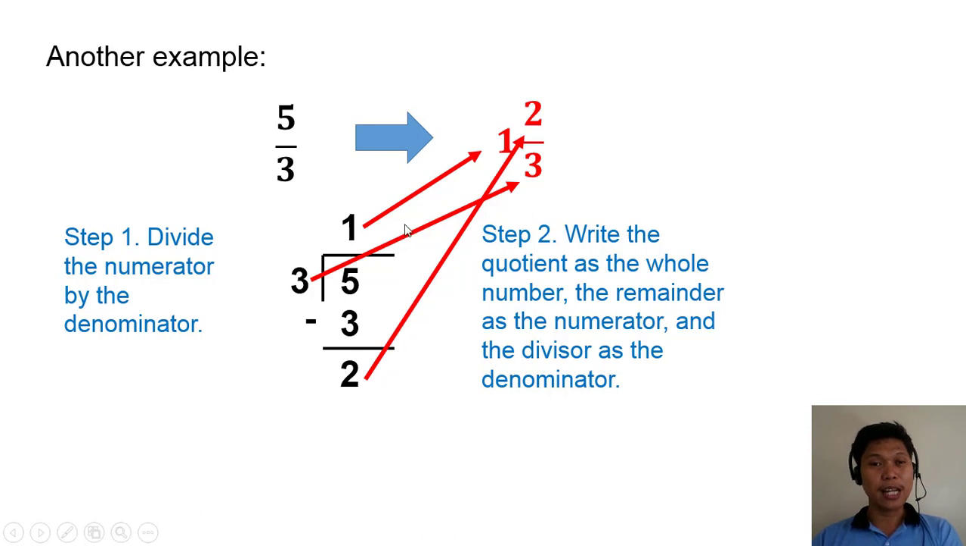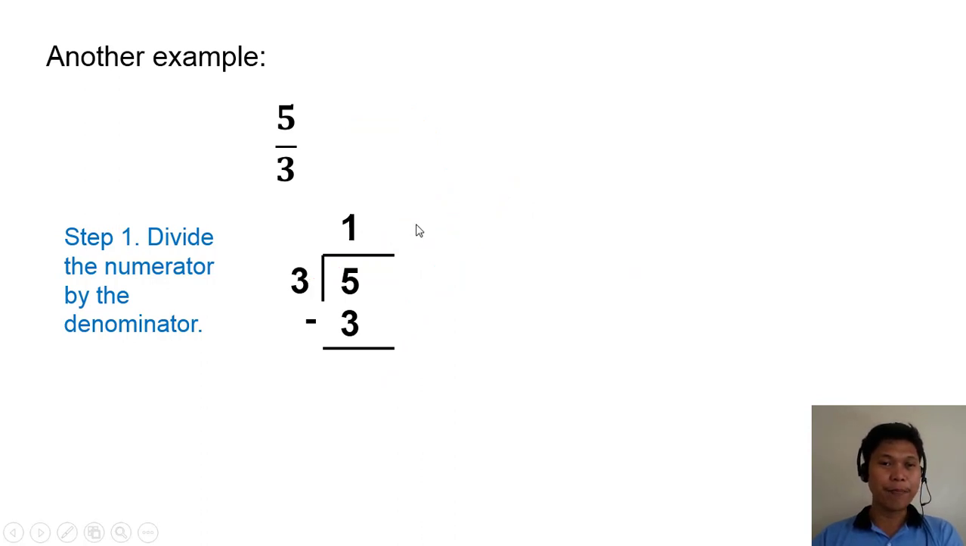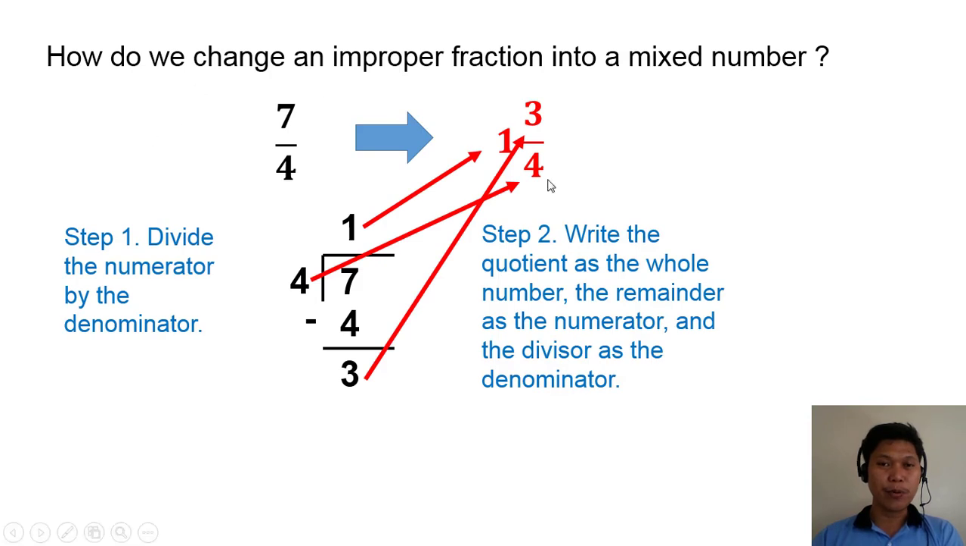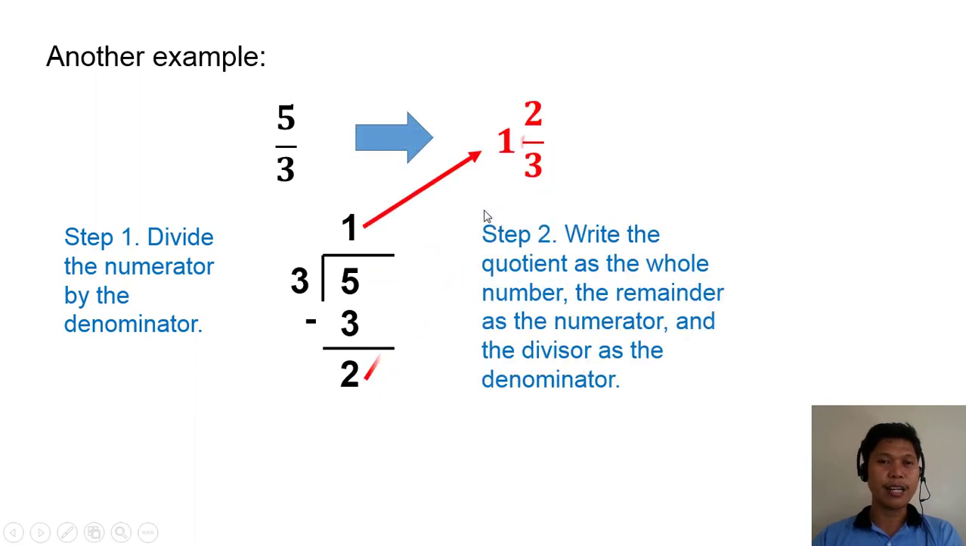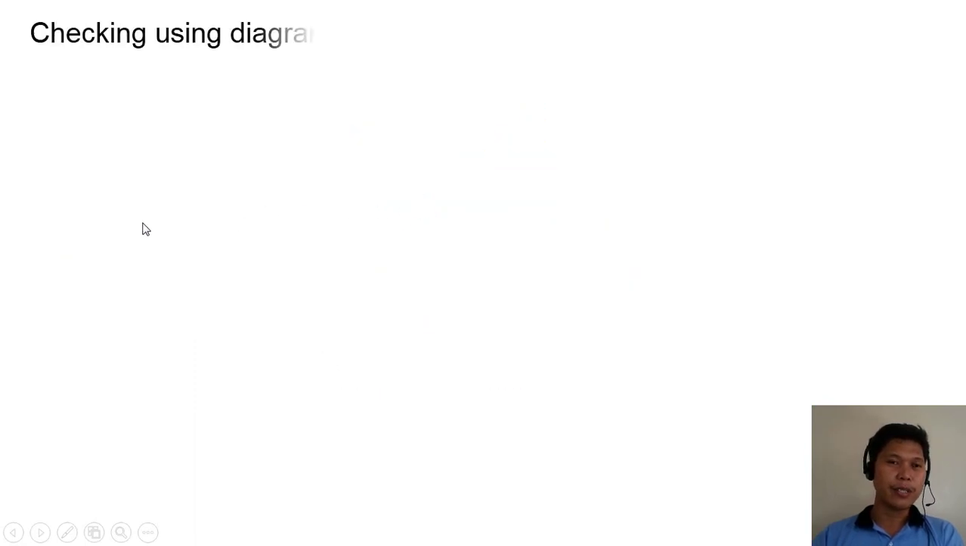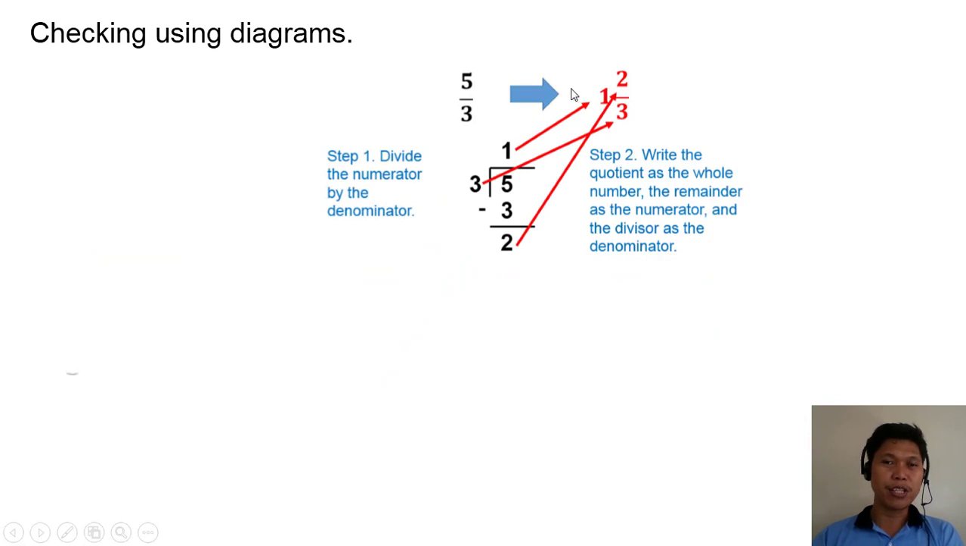Kaya this time, i-check natin. Kasi kanina, alam natin na ang equivalent ng 7/4 is 1 and 3/4 based doon sa pinakauna nating example. How about this one? I-check natin ang ating answer using the diagram pa rin. Okay, so this is the diagram. Dapat ang 5 thirds maging kaparehas ng diagram ng 1 and 2 thirds. So 5 over 3. So we are going to have 1 whole and then divide into 3 parts. Yan, 2, 3.